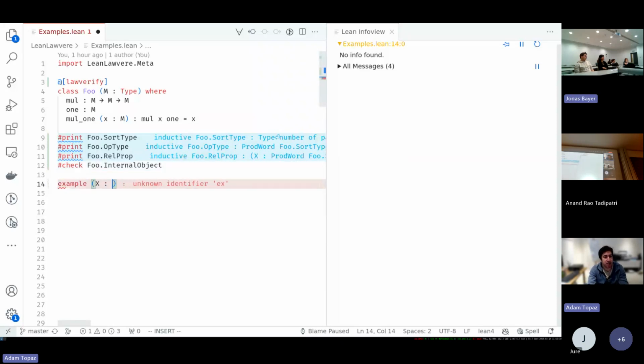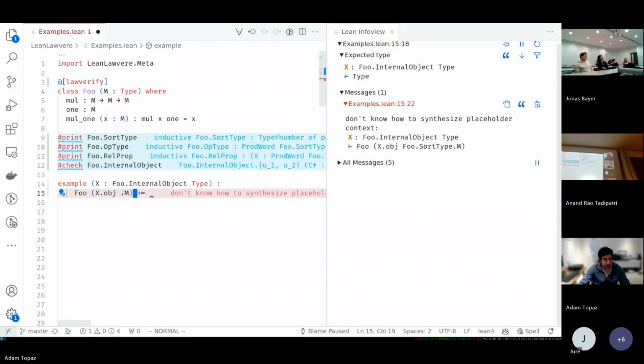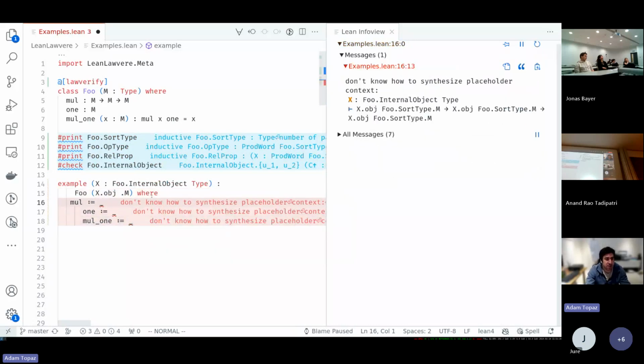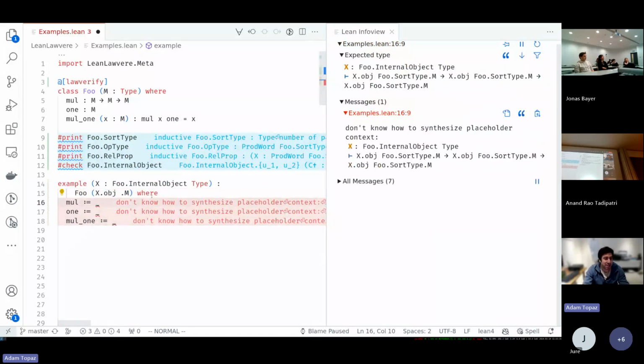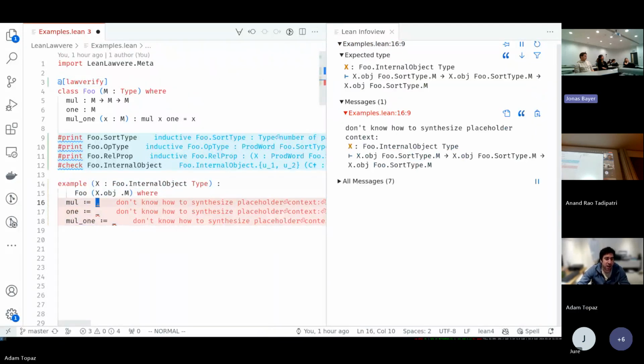So let's do an example. If I have an internal object in type, then, well, I should get an instance of foo of this type, which is the underlying sort of that internal object. So let's see how to do this in practice. Again, as I said, all of this will eventually be automated as part of this attribute, but it's not quite done. The main thing I wanted to illustrate is that this automation has been set up in such a way so that things behave very nicely in a definitional sense.